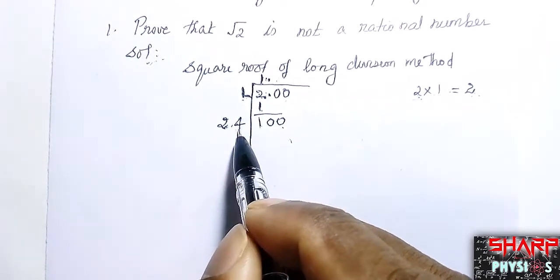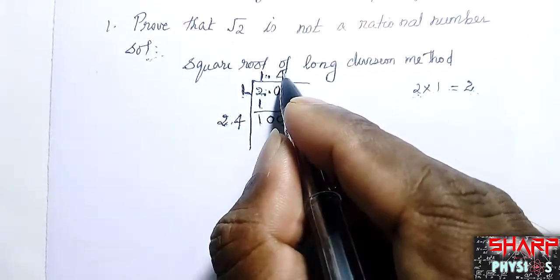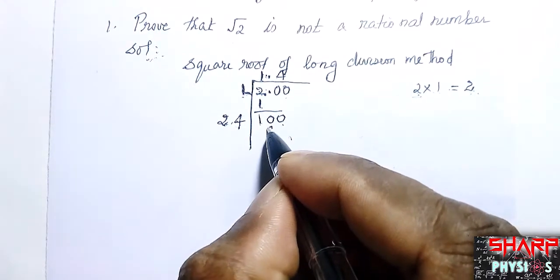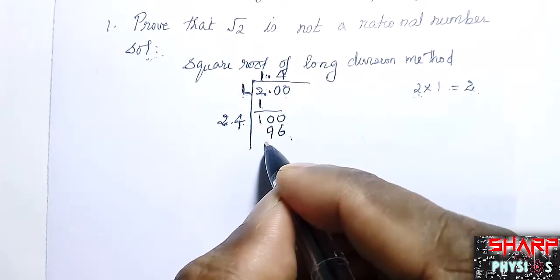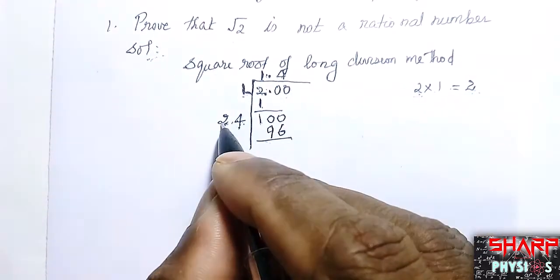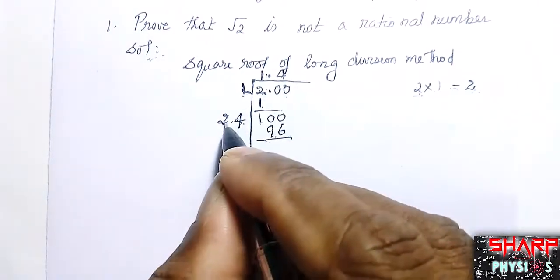So write 4, and you write here also 4. Whatever you write at the last, you have to write at the top. So you get 96. 4 into 24 is 96. When you write it here, you have to multiply 4 and 24.